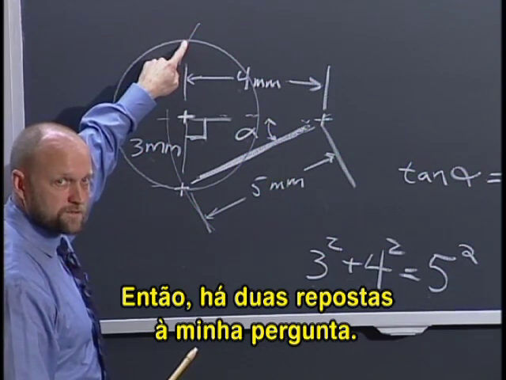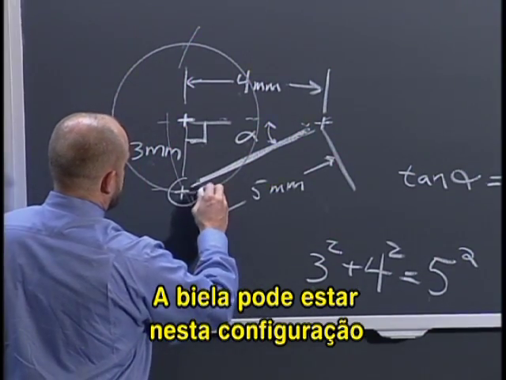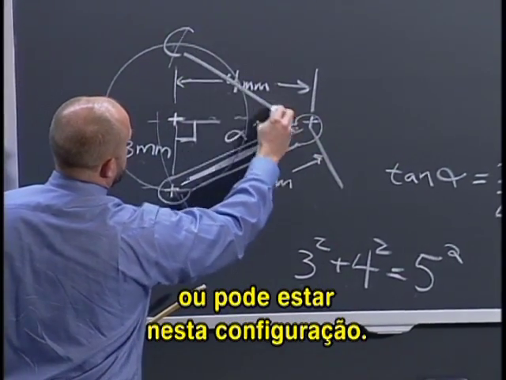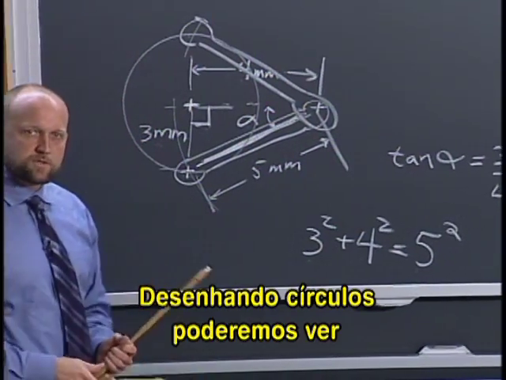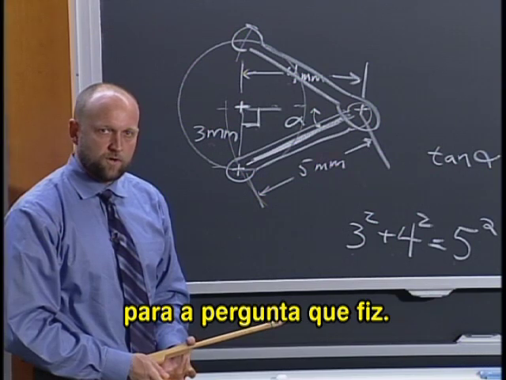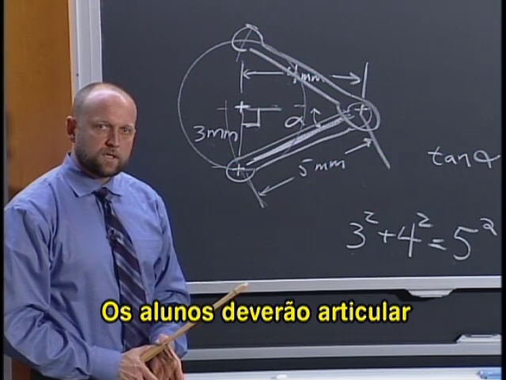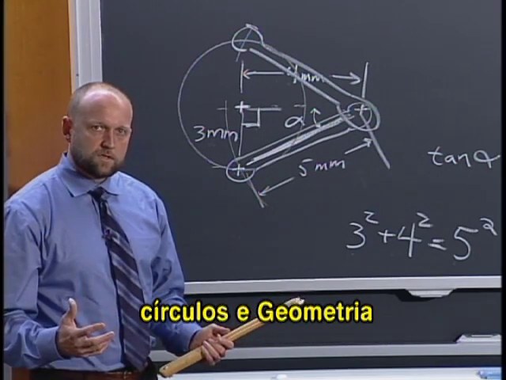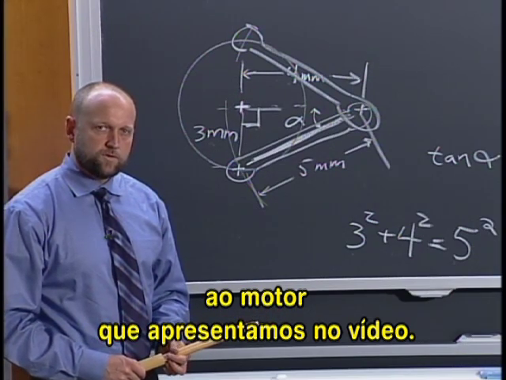So really there are two answers to my question. The connecting rod could be in a configuration like this, or it could be up here in a configuration like this. And drawing some circles will help you to see that both of those are valid answers to the question I posed. So your students should be able to articulate some of the ideas relating triangles and circles and geometry to the engine that we introduced in the video.